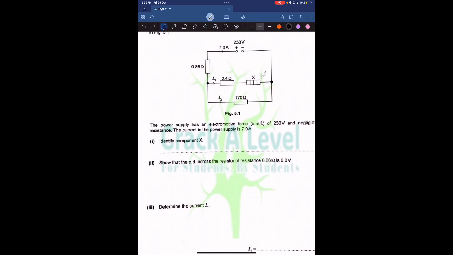So there is no explanation here. I'll put a link in the description. If you look in your own physics book, there is a page in which they identify all of the electrical components. So it's good practice to memorize them before your exam.